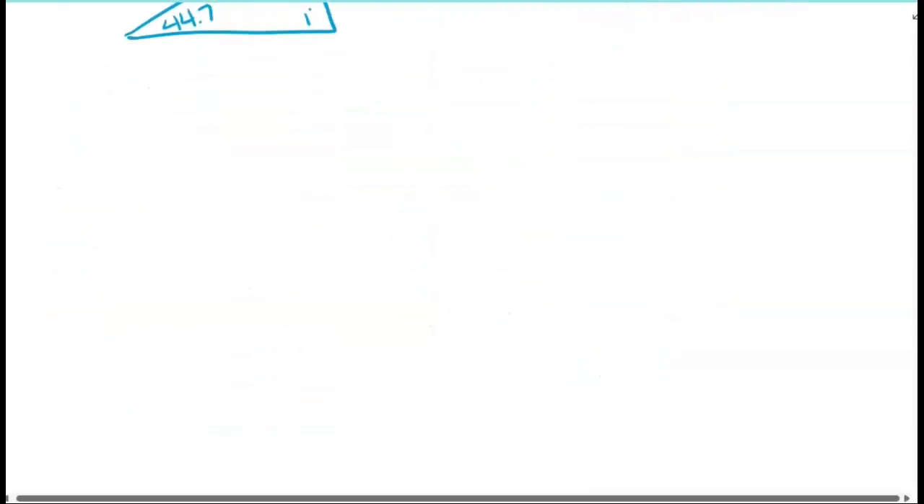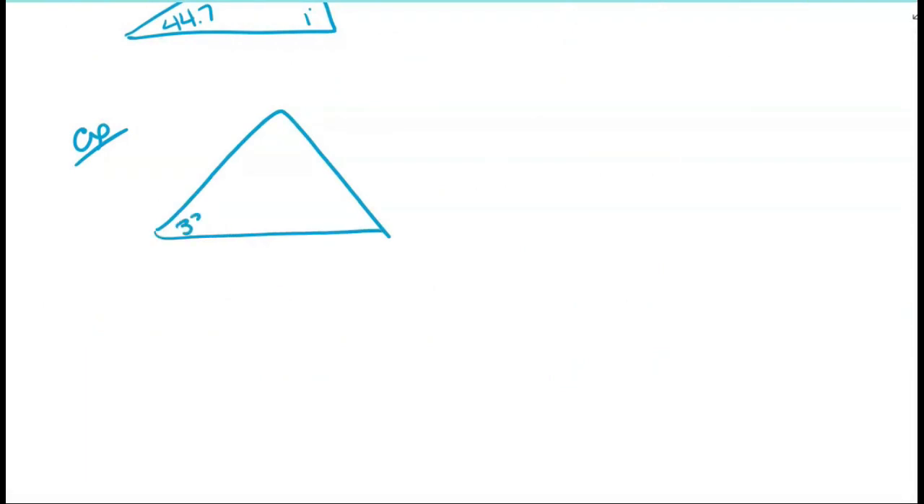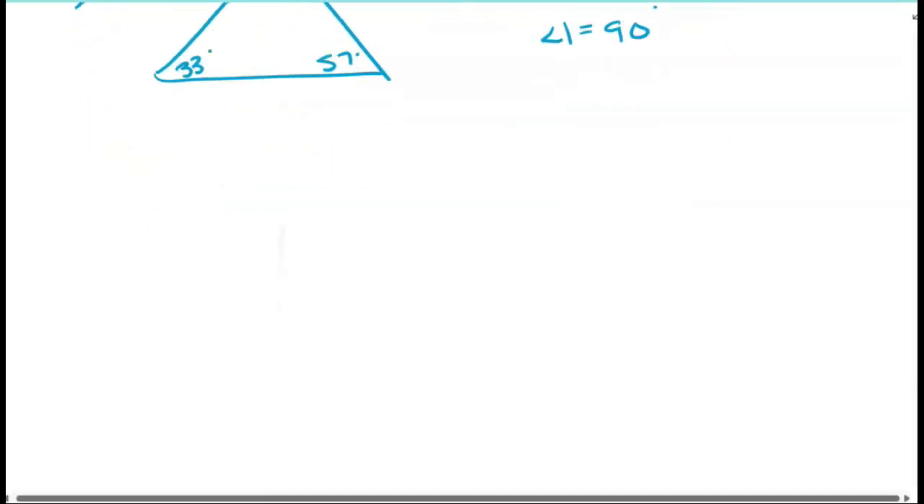All right, let me do one more for you. I think you're going to get this super easy. Notice all my triangles are always just about the same. What if we have 33 degrees, 57 degrees, and you're looking for the measure of angle 1? So angle 1 plus 33 plus 57 is equal to 180. Quick math. And you should get the measure of angle 1 is equal to 90 degrees. Okay, not bad, not bad.